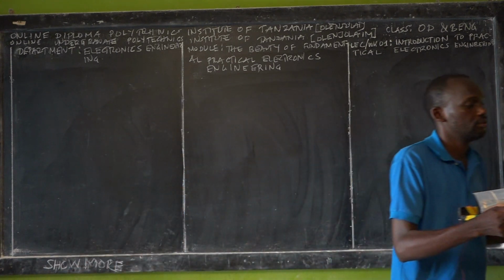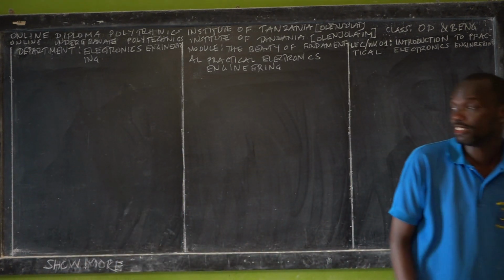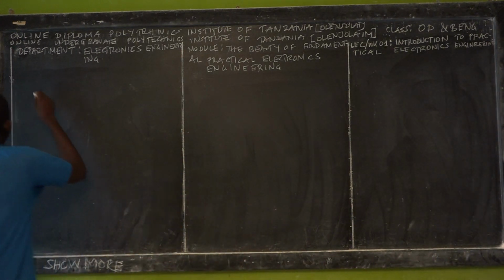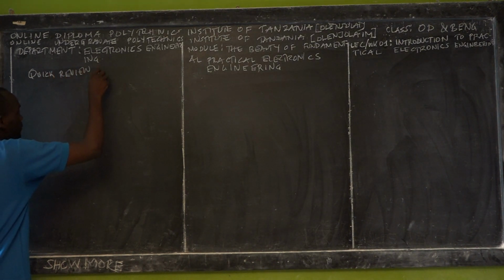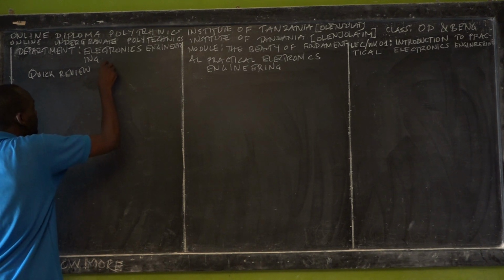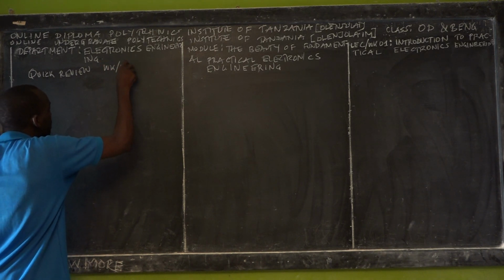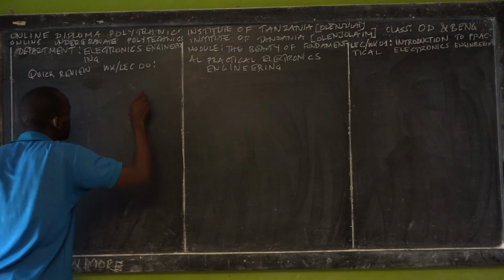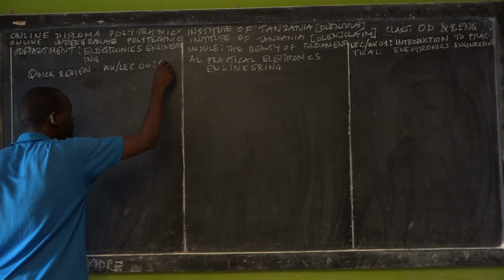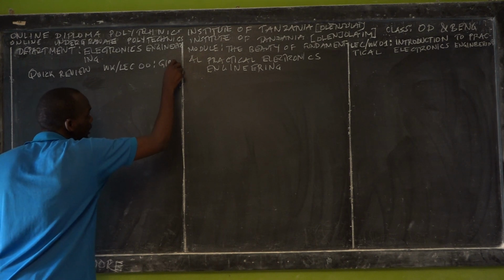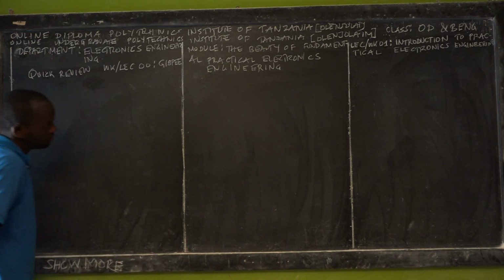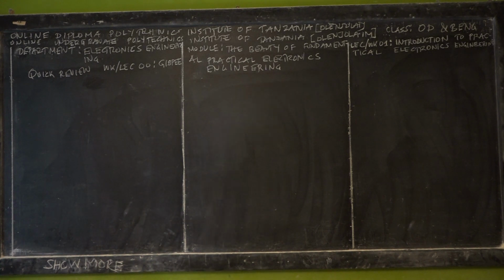So I would just like to do a quick review of what we have covered in the previous session. Quick review means that I'm reviewing what you learned in the previous lecture, lecture 0, which was titled General Introduction of the Beauty of Practical Electronics Engineering. What did you learn?